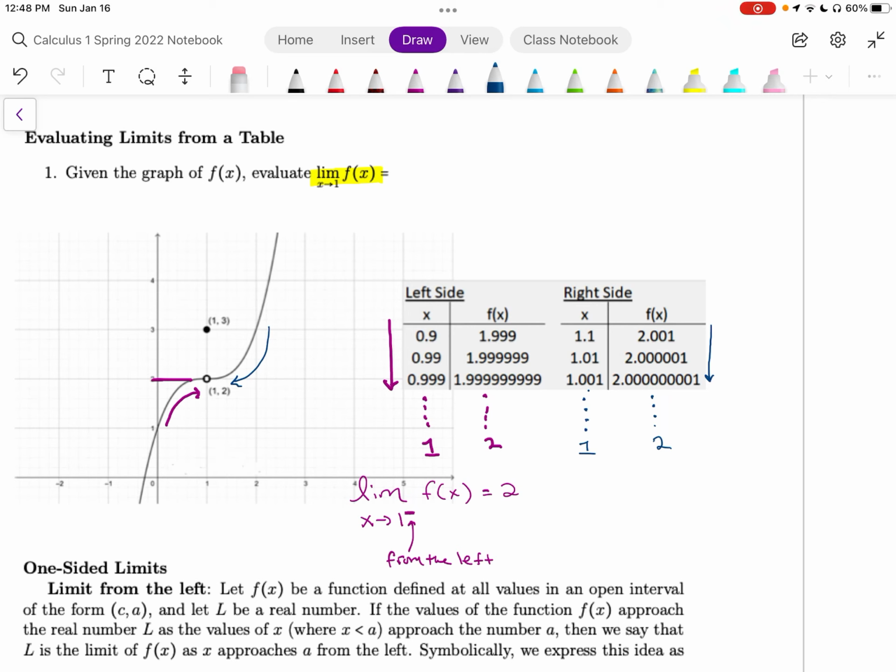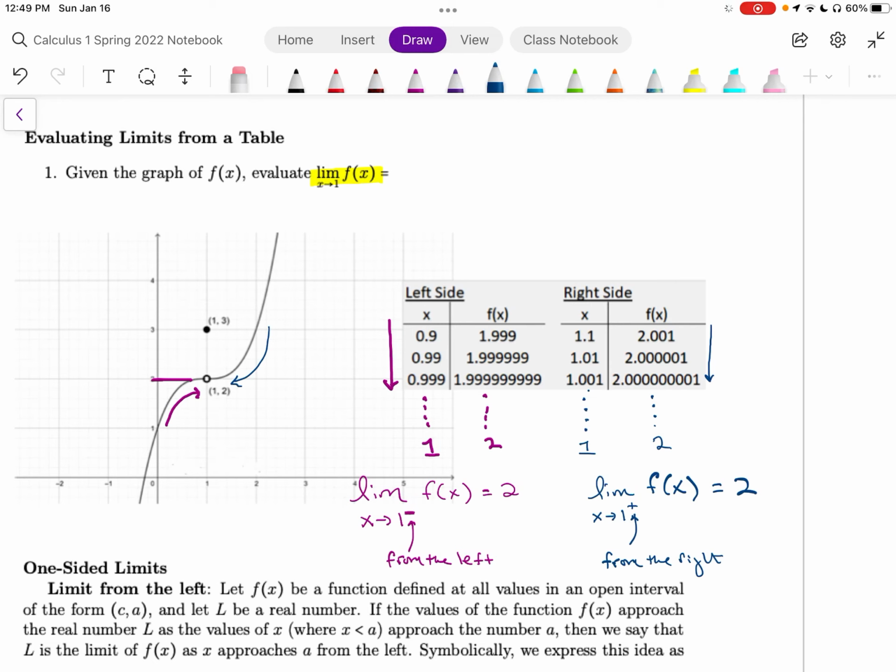So the way we're going to write this as a limit is the limit as x approaches 1, you guessed it, from the right, and we use a plus symbol. That means from the right. We're coming in from the right of f of x, again, equals 2. So if we come from the right on the graph, or from the left on the graph, what we are approaching is 2.